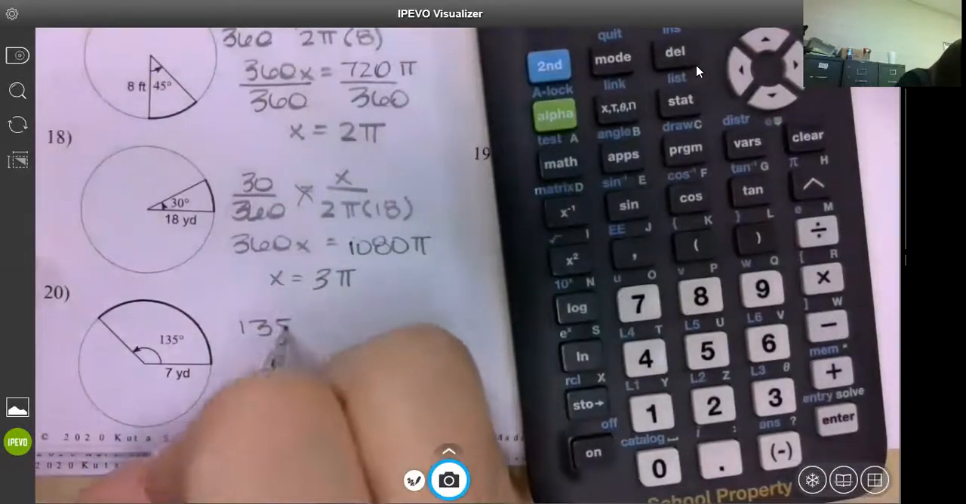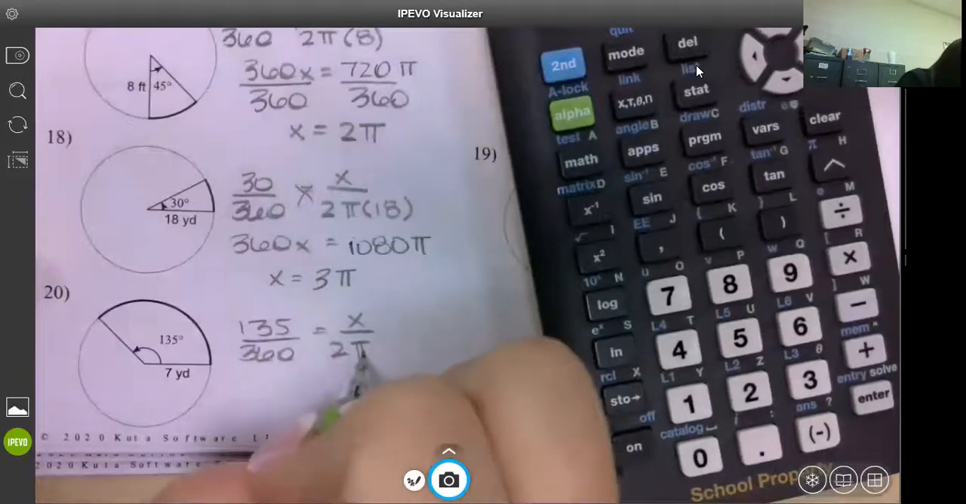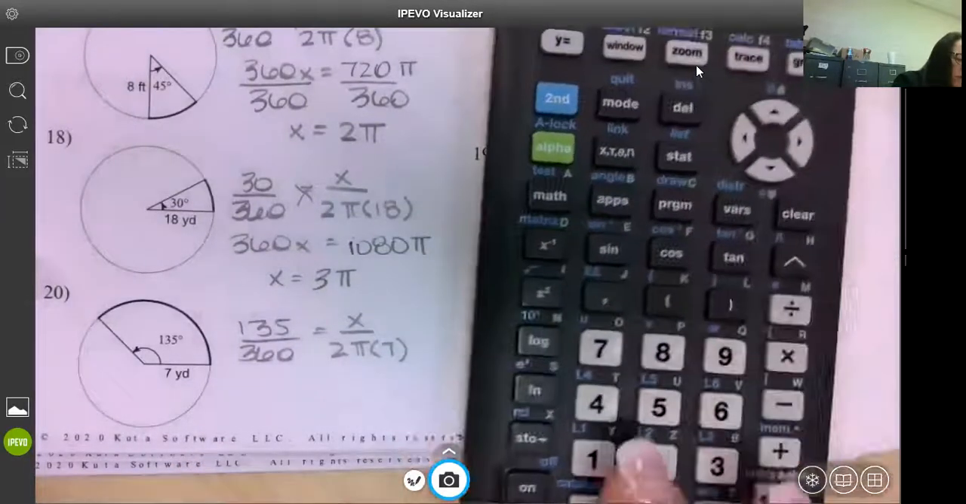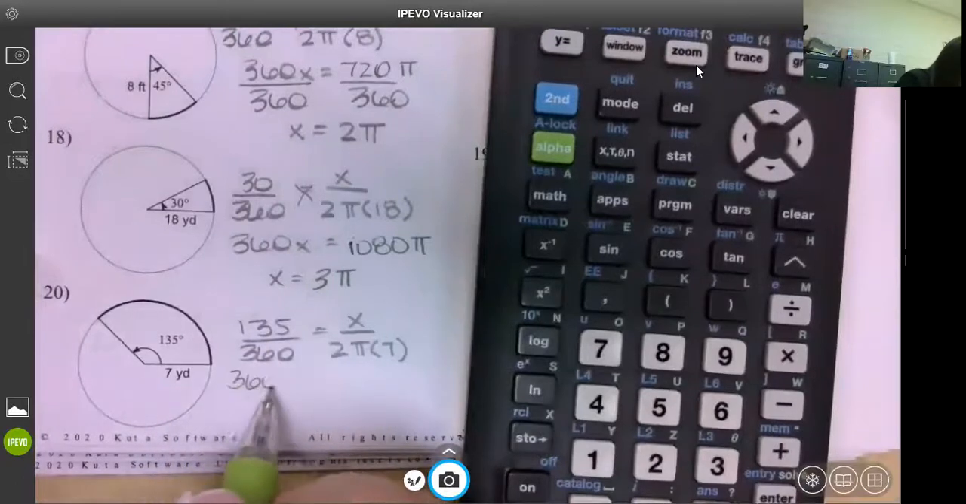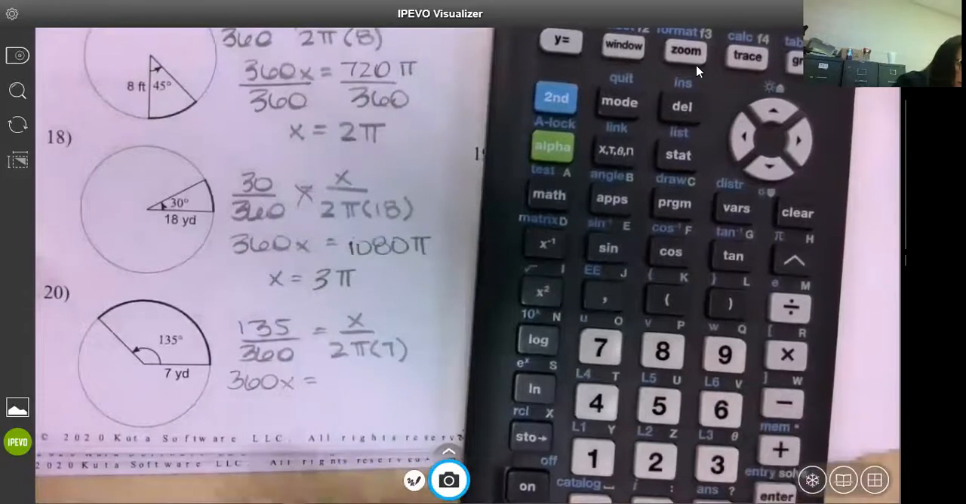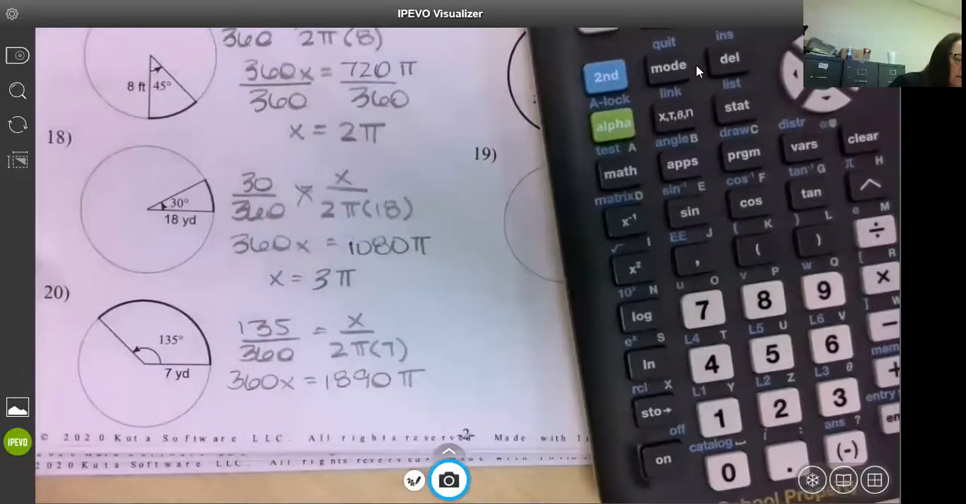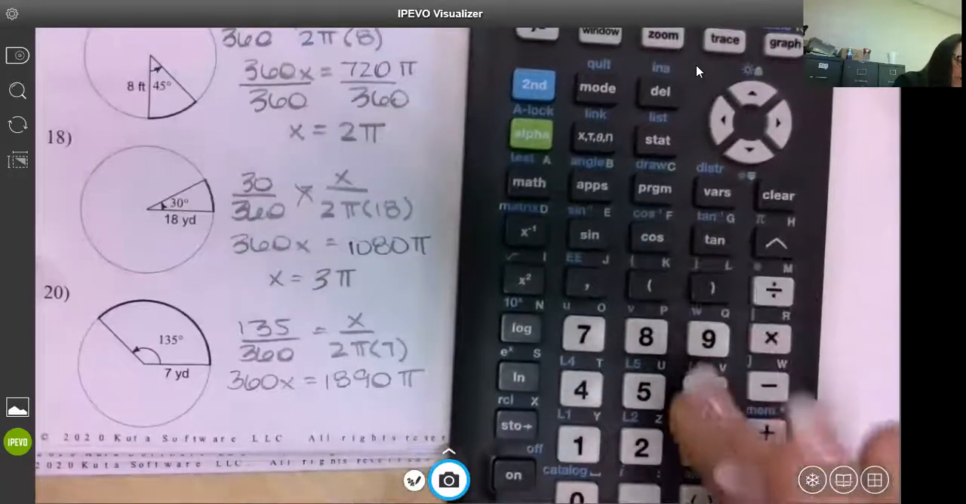So 135 over 360 equals x over 2 pi 7. We're going to cross multiply. We get 360x equals 135 times 2 times 7, which is 1890, and throw your pi on the end. We're going to divide by 360.